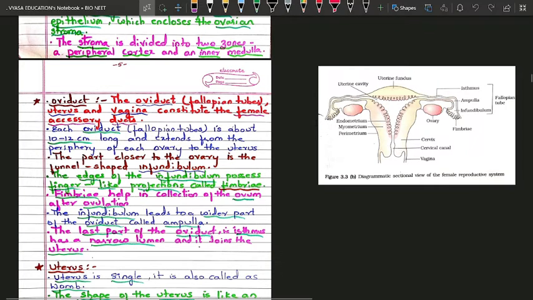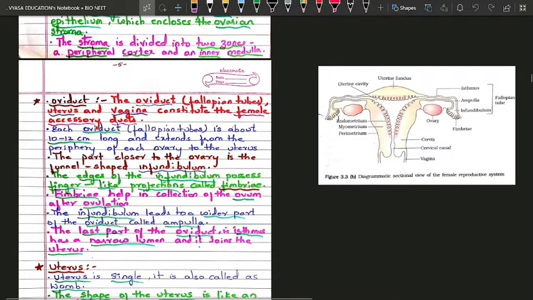Fimbriae help in collection of the ovum after ovulation. Once the follicles are released, the ovum are released, and the fimbriae just grab it. For that, these finger-like projections are important so that they can hold the ovum.